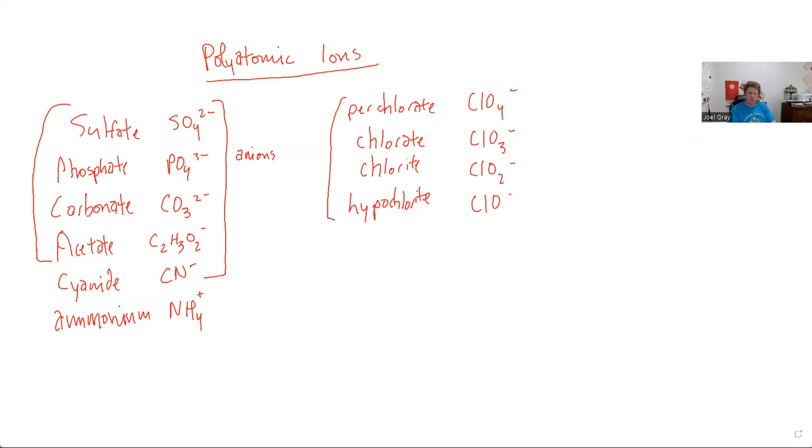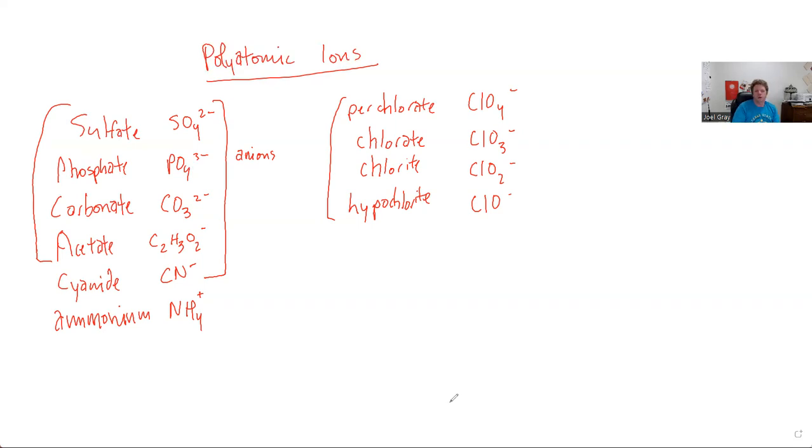The way that I like to know those is I like to know perchlorate, then just think, okay, if I change that name and I drop the PER, now I'm talking about chlorate. Okay, I've now dropped 1 oxygen. Chlorite, my suffix is different, ITE, and rather than having 3 oxygens, I have 2 oxygens. And then last but not least, hypochlorite is ClO with a single oxygen and a -1 charge.